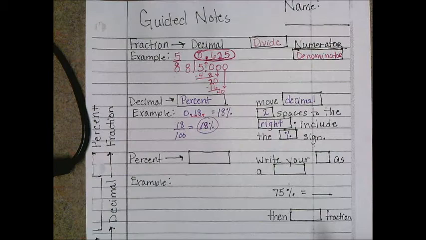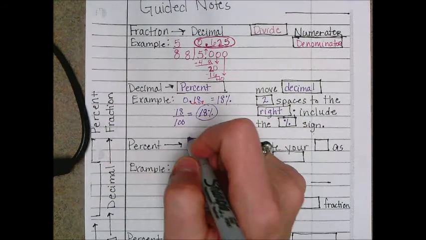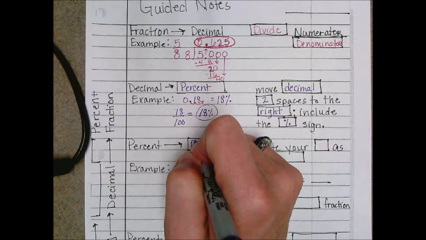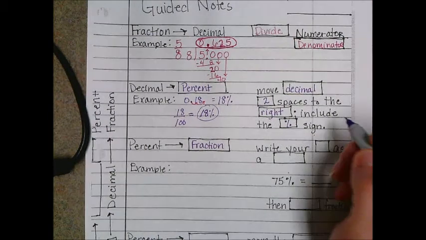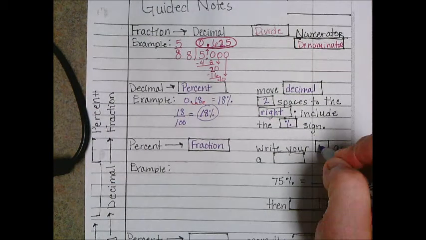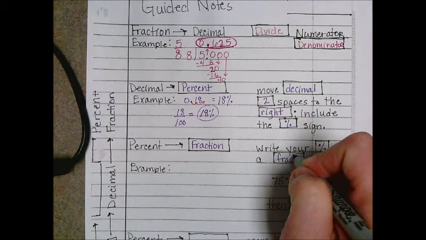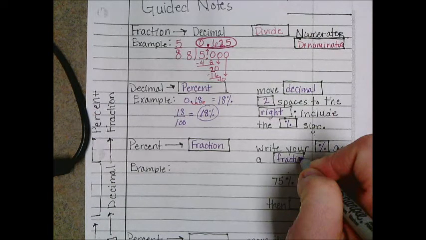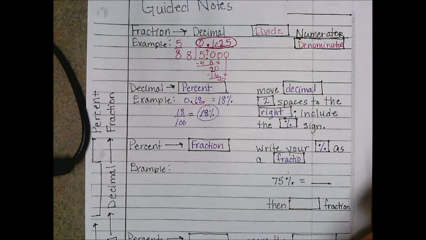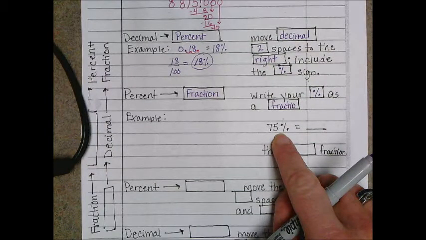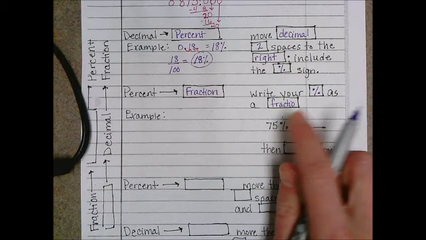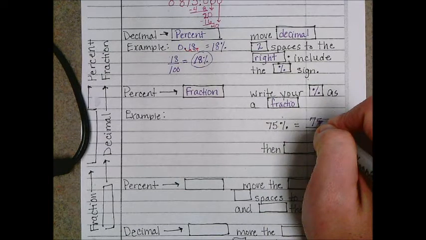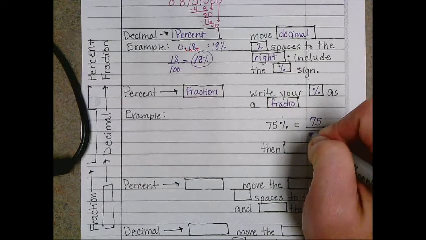Okay, moving on. We now have a percent, and we're going to change the percent to a fraction. We're going to write our percent as a fraction. So for instance, they gave us 75%. We know that the word percent means for every 100. So if we have 75%, we know it's 75 over 100. And then simplify the fraction.